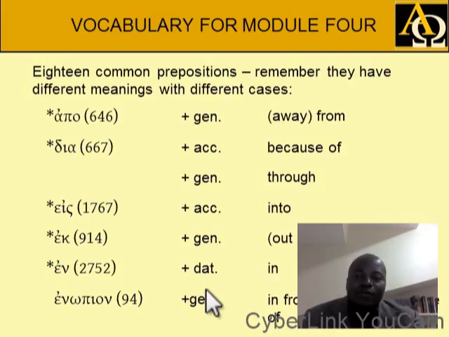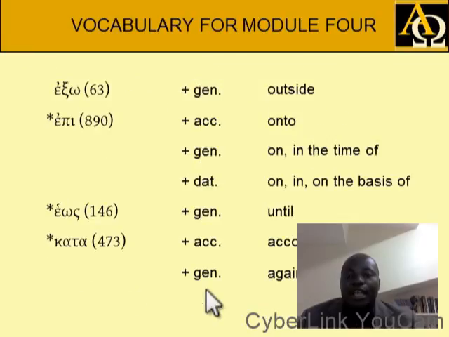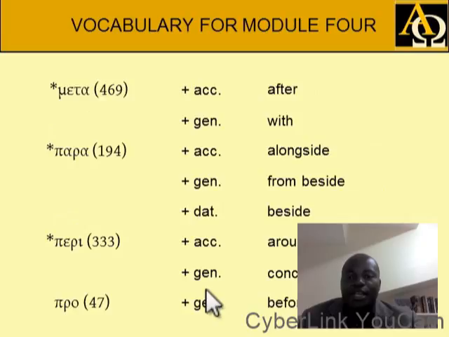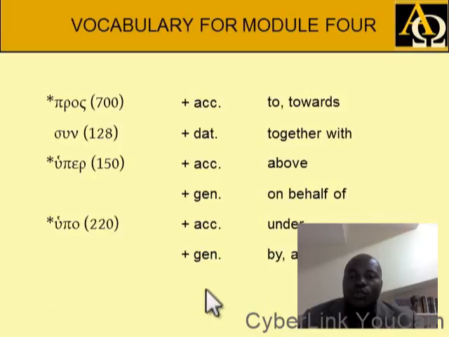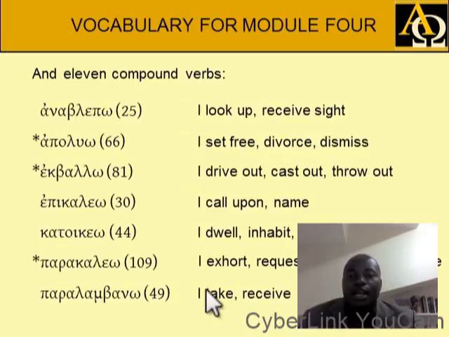So let's look now at vocabulary for this chapter. We've already looked at this. Apo, dia, eis, ek, en, enopion, exo, epi, heos, kata, meta, para, peri, pro, pros, sun, hupo. Anablepo, I look up, I receive sight. Apoluo, I set free, divorce, dismiss. Ekbalo, I drive out, cast out, throw out. So anytime Jesus throws out demons, the word ekbalo is used.